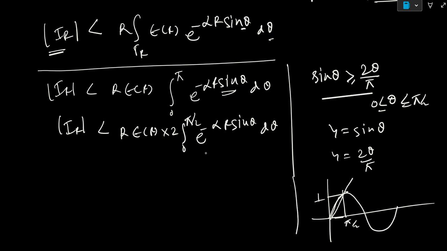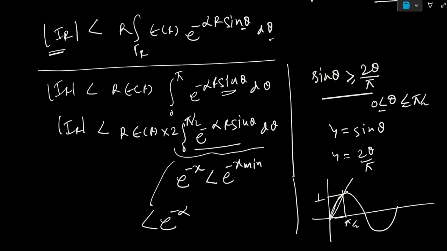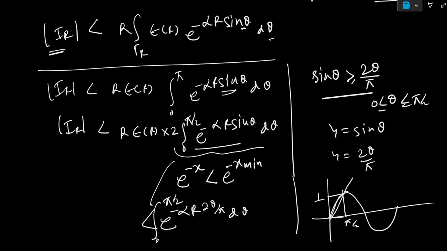So here, and another trick, you can take this as e to the power minus x. So what is the value? That means sine theta has a minimum value of this. So you can always know that e to the power minus alpha R sine theta is less than e to the power minus alpha R 2 theta by pi, because the exponent is negative. So if you take the minimum value, that will be greater than this. So you can write down this integral is less than the integral from 0 to pi by 2 of e to the power minus alpha R times sine theta minimum, that is 2 theta by pi, d theta.